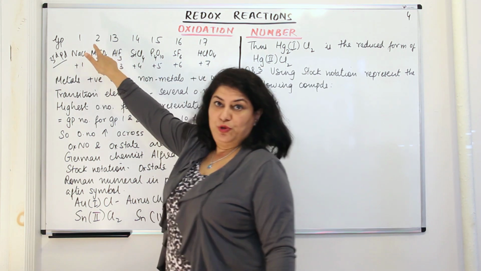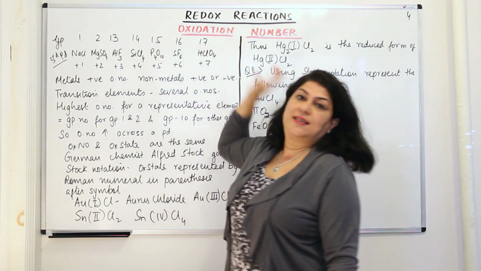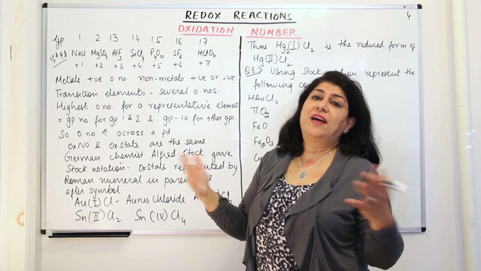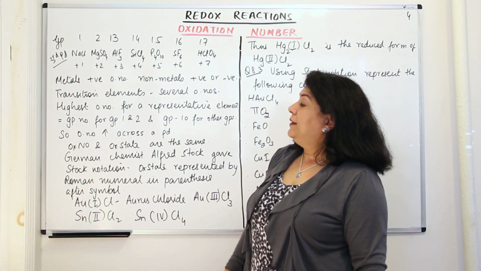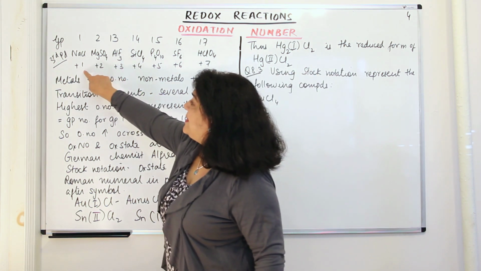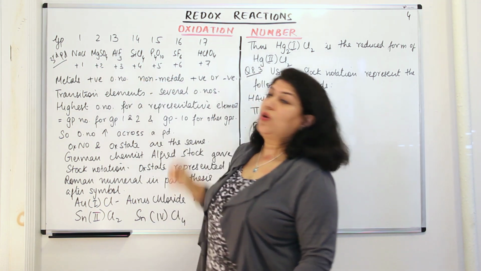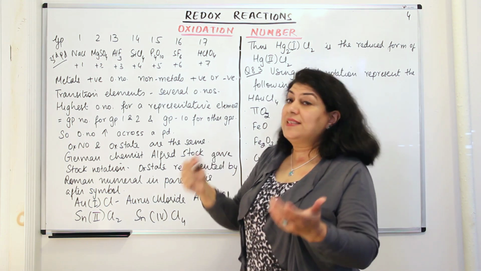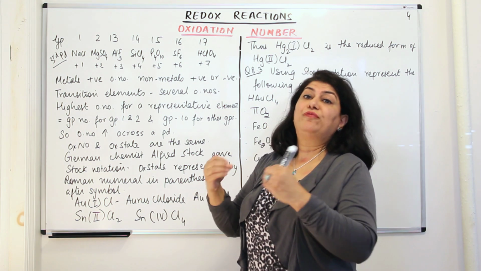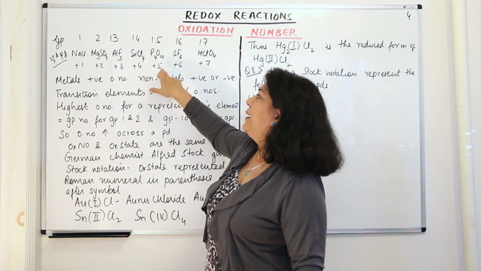So, group 1, group 2, and then come the 10 groups of the transition elements, then group 13, 14, 15, 16, 17. Group 18, of course, does not combine, therefore it would always have an oxidation number of 0. They would never have any charge. So we find that the oxidation number increases as you move across the representative elements, and the maximum oxidation state that an atom of one element can have in a compound is the one given by this trend.